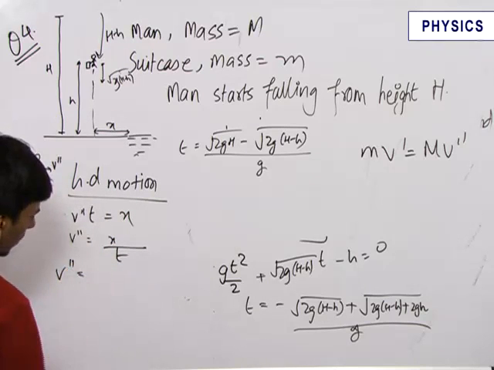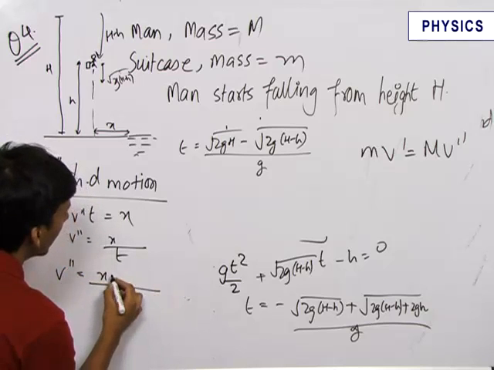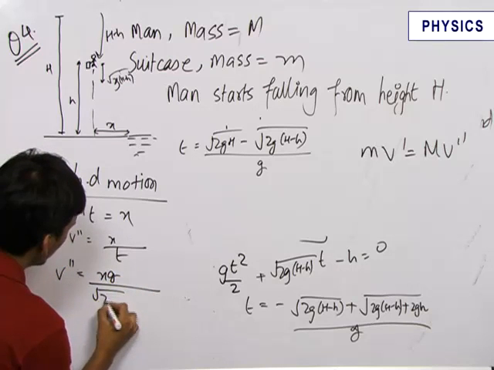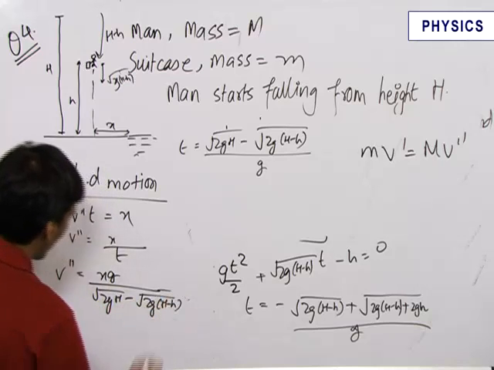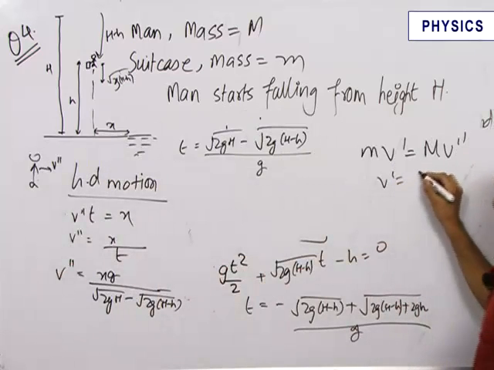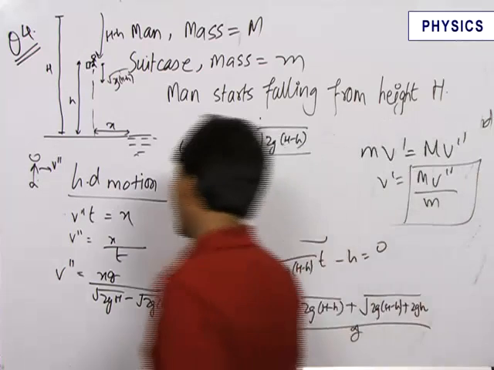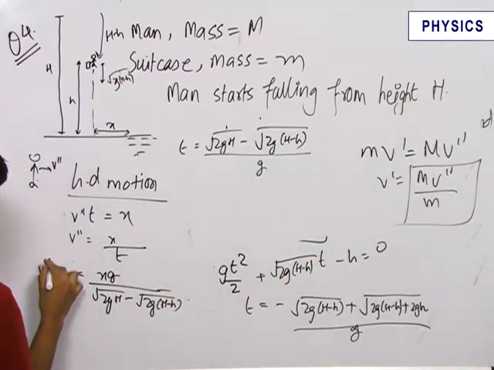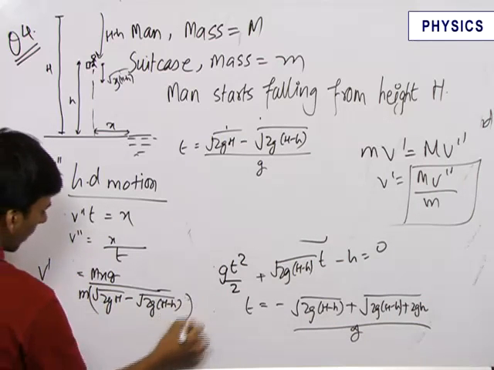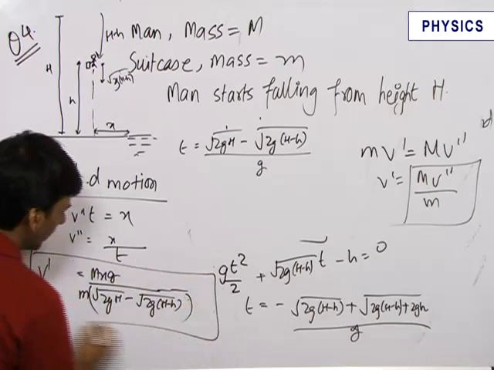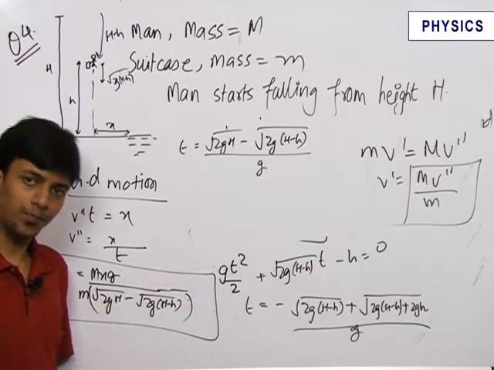Therefore we get v'' is equal to x into g upon √(2gh) minus √(2g(h minus h)). Now we know that v' is equal to Mv''/m by momentum conservation. So we multiply this by M upon m to get the minimum velocity to be imparted to the bag by the man, so that the man lands in the pond.